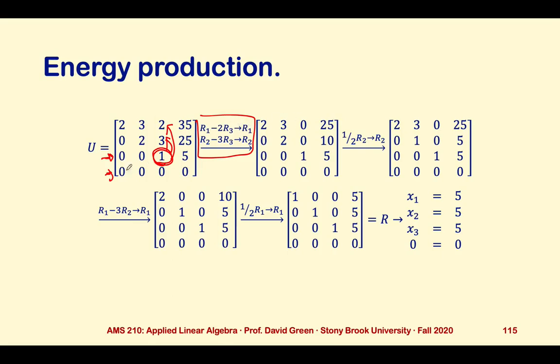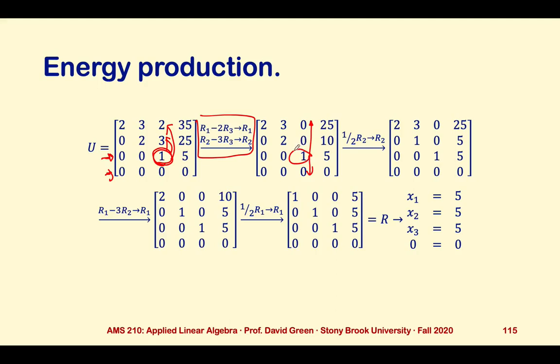The arithmetic is easy because we have zeros here already, so there's only really 2 columns we actually have to look at. 3 minus 3 is, of course, 0. 25 minus 15 is 10. 2 minus 2 is 0. 35 minus 10 is 25. We've now successfully zeroed out this whole column.